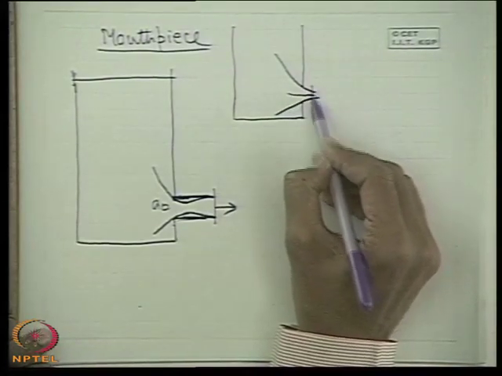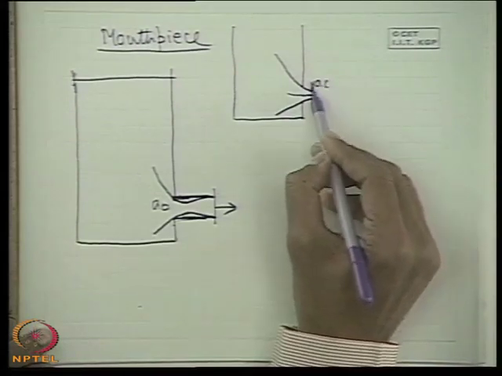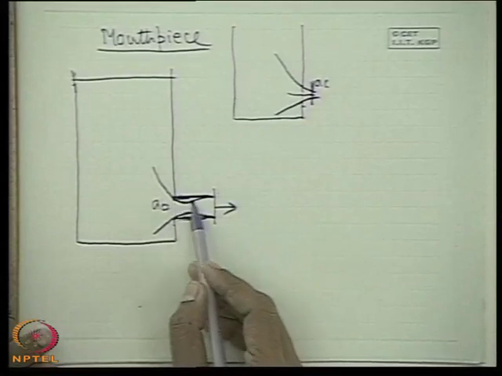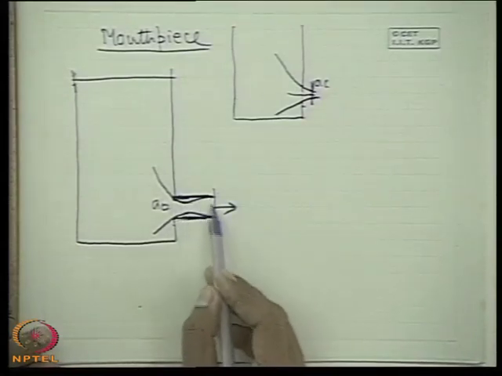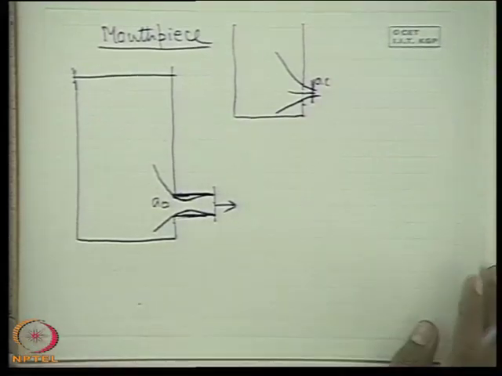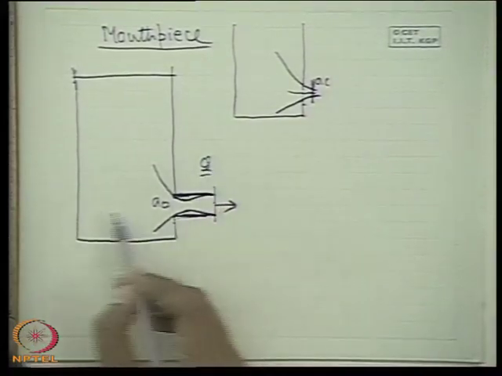So therefore, the area AC gets reduced from this A0. So therefore, the reduction of area or contraction is not taking place. It expands the tube and then finally flows. So therefore, there is a possibility of enhancing the head, enhancing the discharge Q. But there is a question.